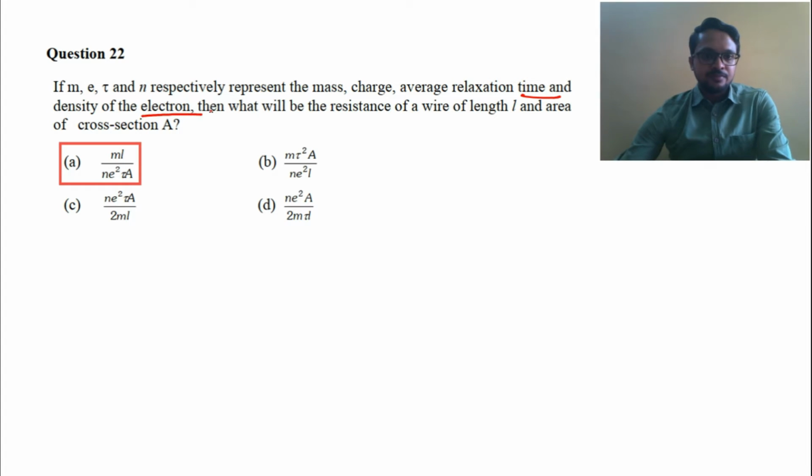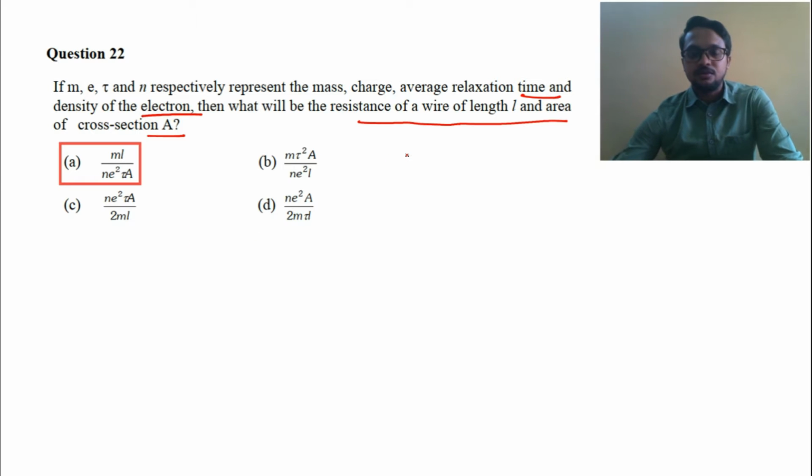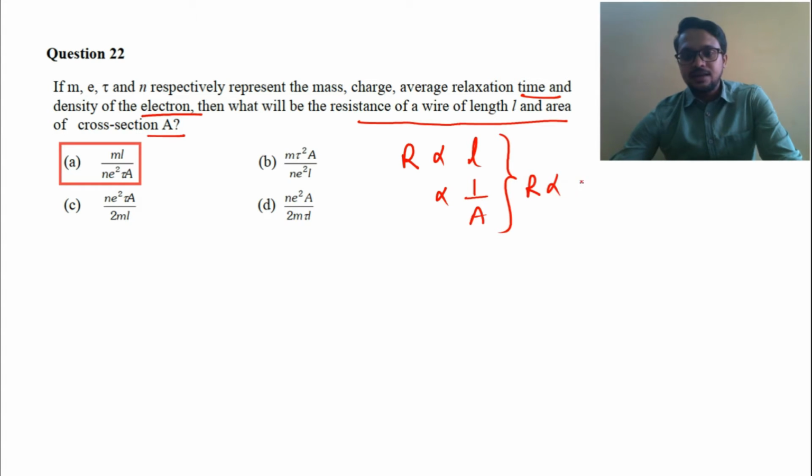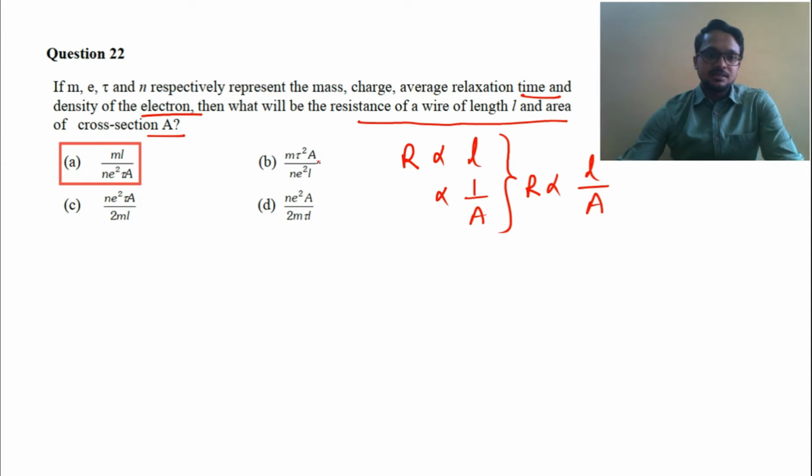of the electron. Then what will be the resistance of the wire of length L, area A? First I am telling the shortcut method. Just look at the four options. We know that resistance is directly proportional to length and inversely proportional to area. So if we join them, we get R directly proportional to L by A. Now look at the four options.